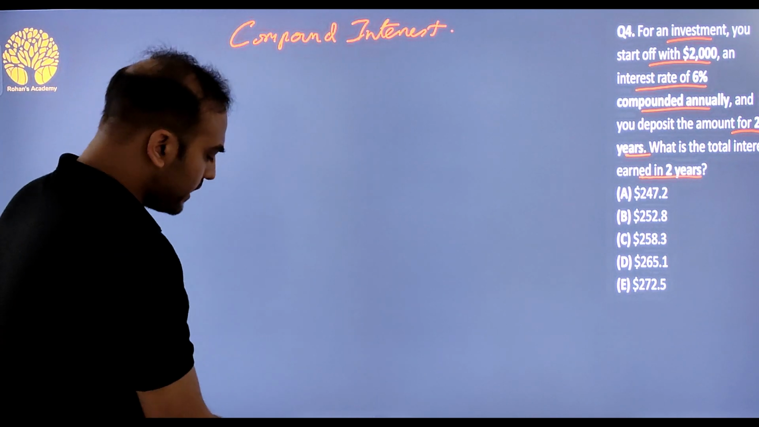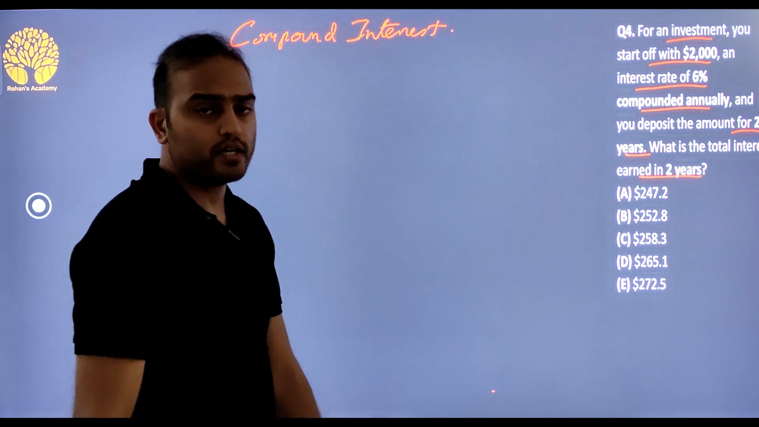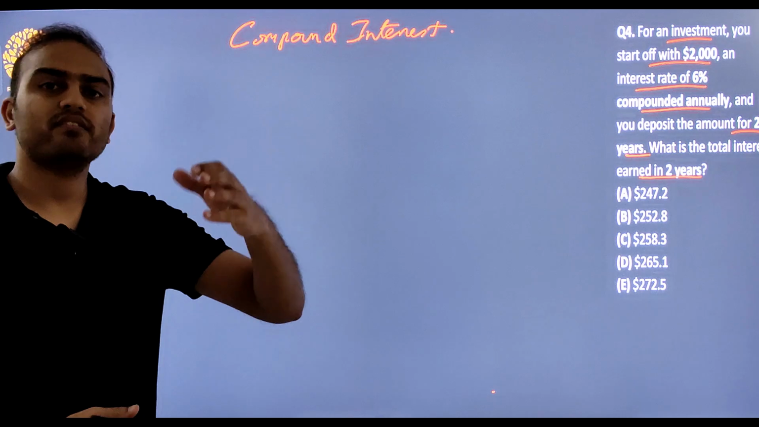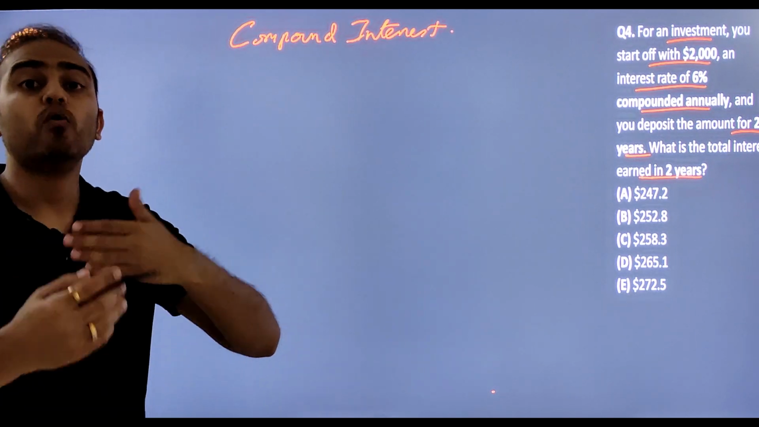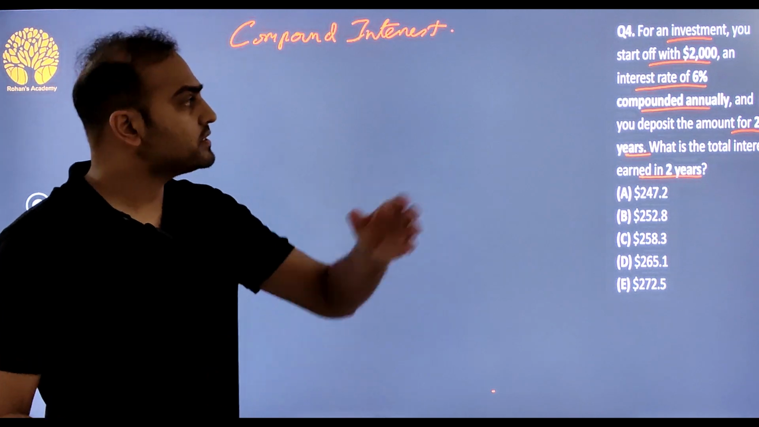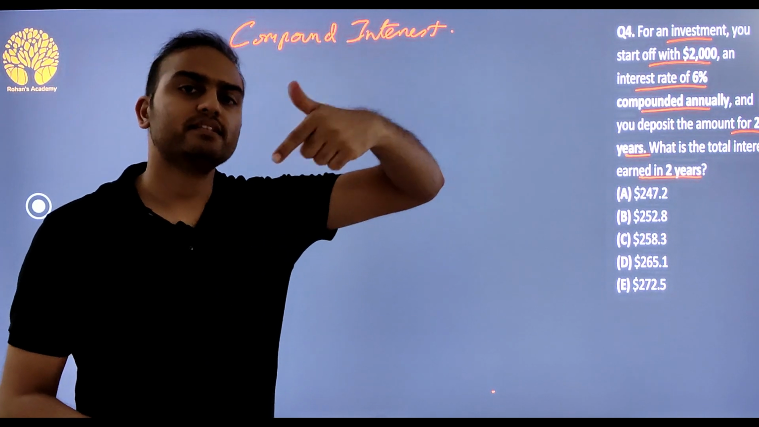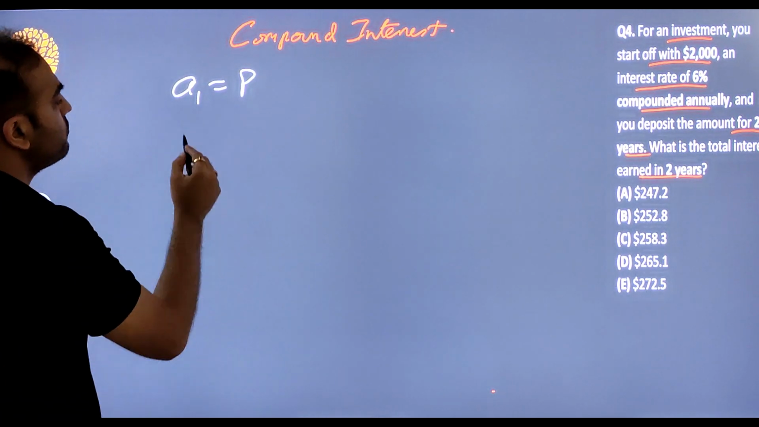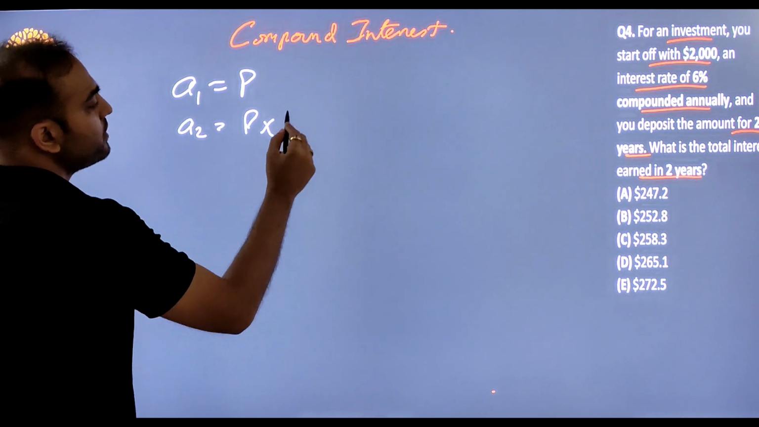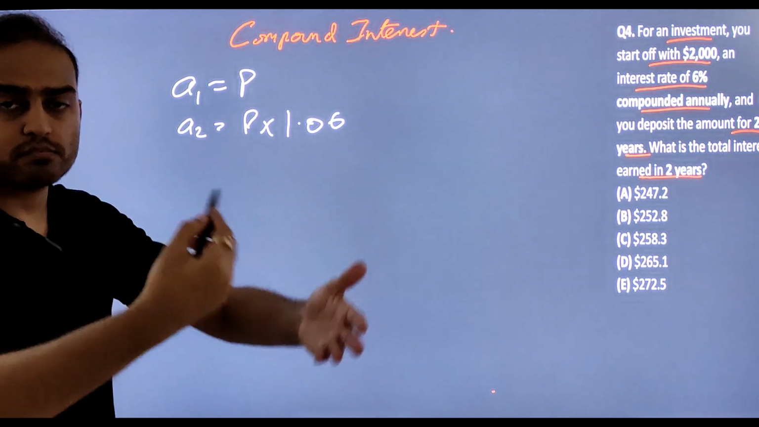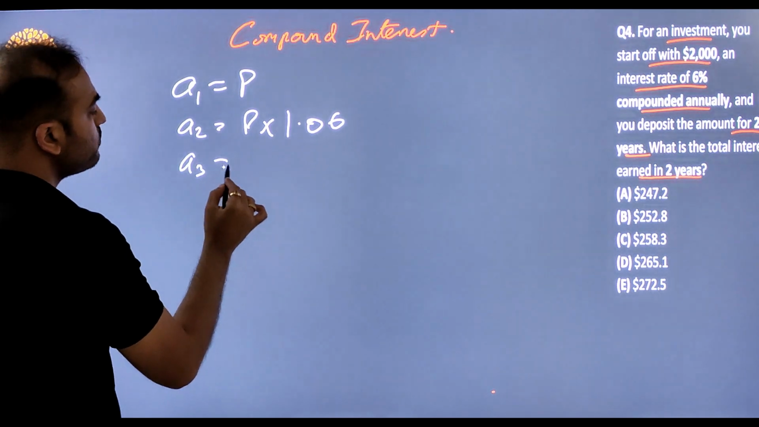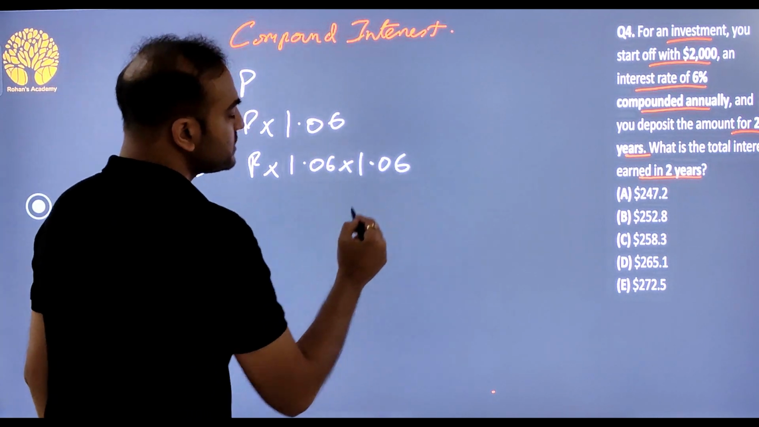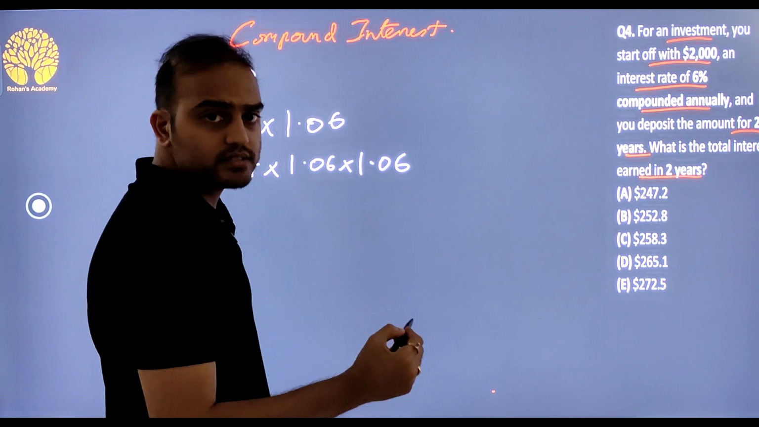Now, if you understand the concept, you can realize compound interest is nothing but GP. The amount in case of compound interest, see what will happen here? The amount increases by 6% every year. So if my first year value is principal, what is my second year value? Principal into 1.06, because it increases by 6%. What is my value after 2 years? The previous value again into 1.06, because this value again increases by 6%.